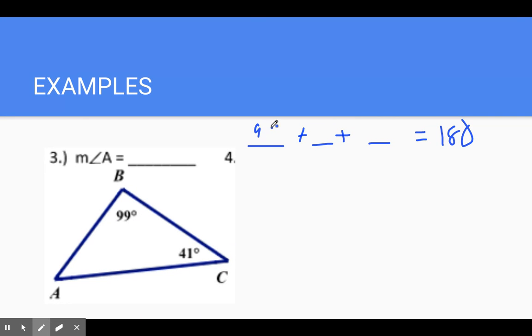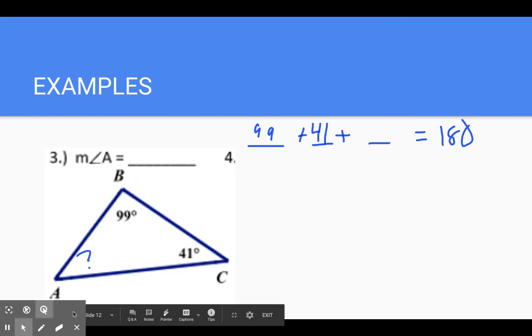We see that we have a 99. We see that we have a 41, and we don't know what this is, right? We can have a question mark there. We can put an X there. We can put a variable. It doesn't matter, right? So now we solve for, let's go ahead and put the X there.